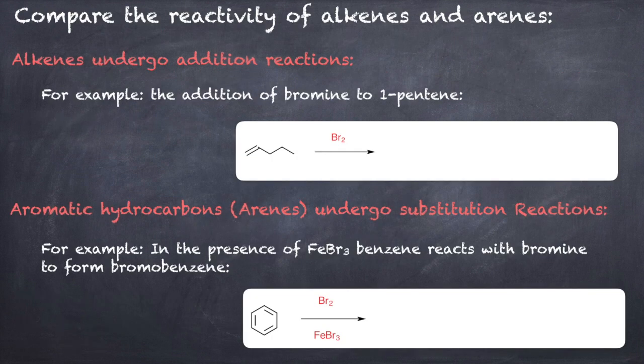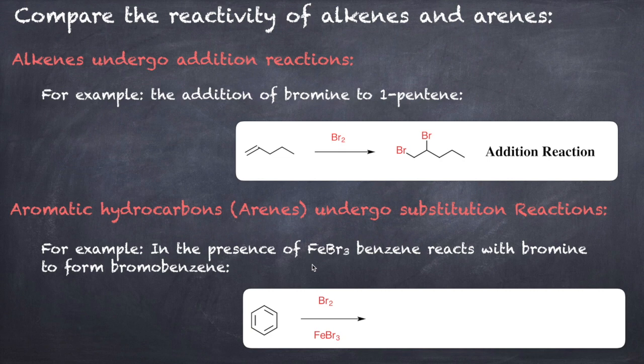Let's compare the reactivity of alkenes and aromatic hydrocarbons. As you recall, alkenes undergo addition reactions. Here you see, as an example, bromine added to 1-pentene. We did this type of chemistry in the lab this semester. Here we have 1-pentene with a pi bond between carbons 1 and 2, and when you treat it with bromine, you get an addition reaction. The pi bond is gone, and each carbon of the pi bond has now gained bromine.